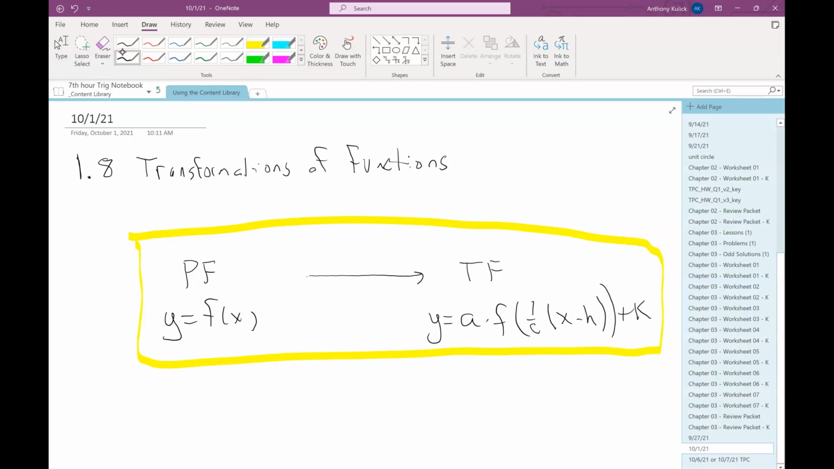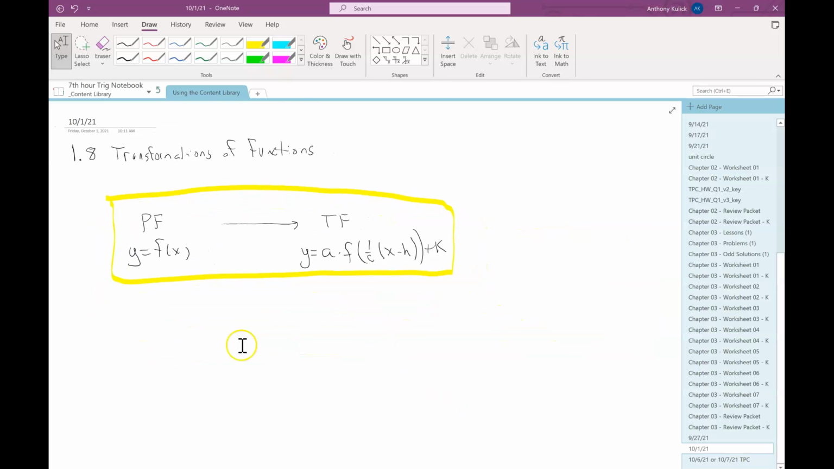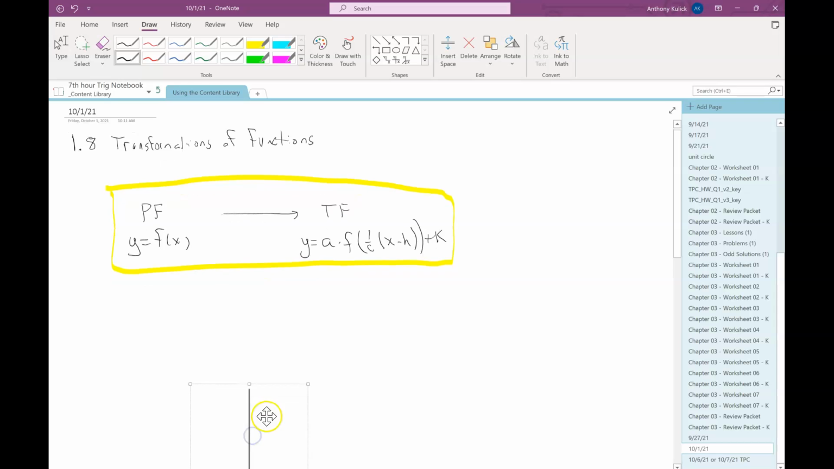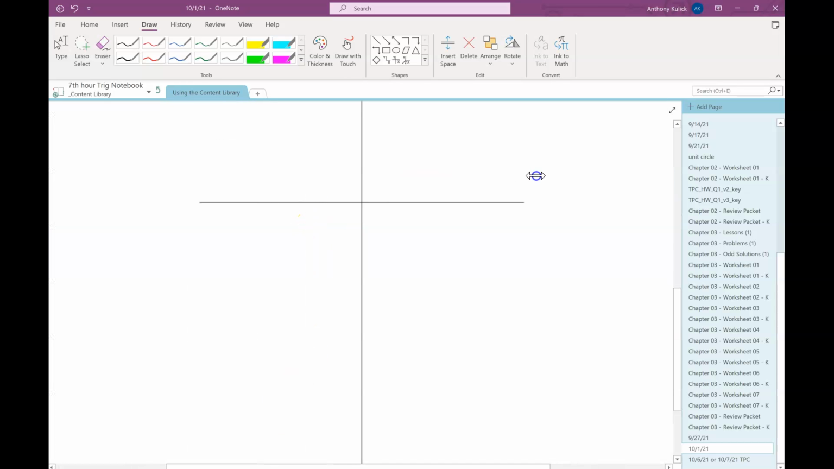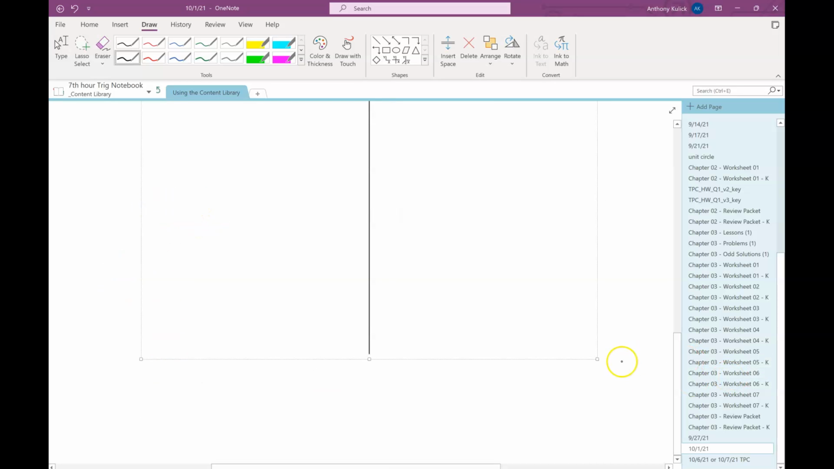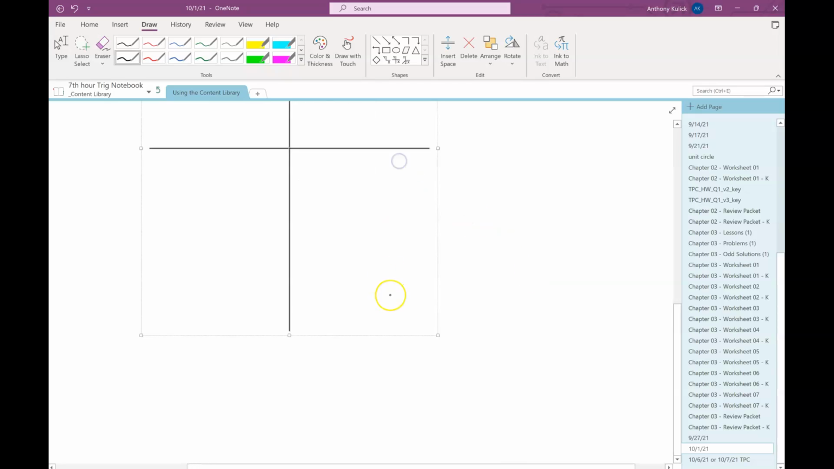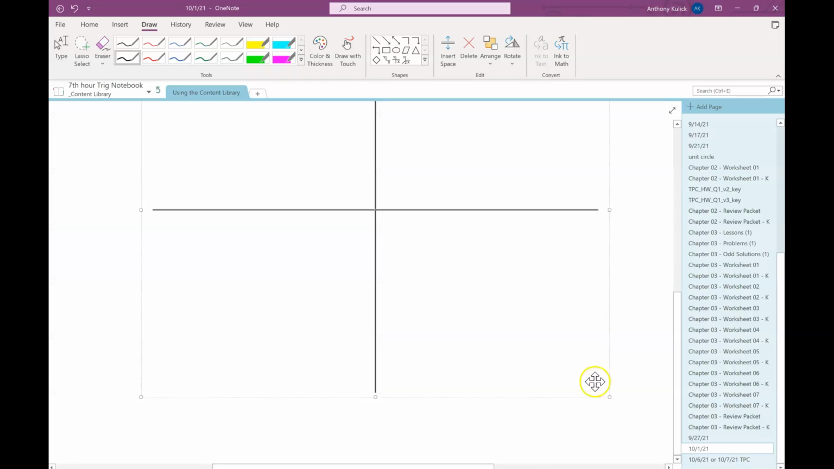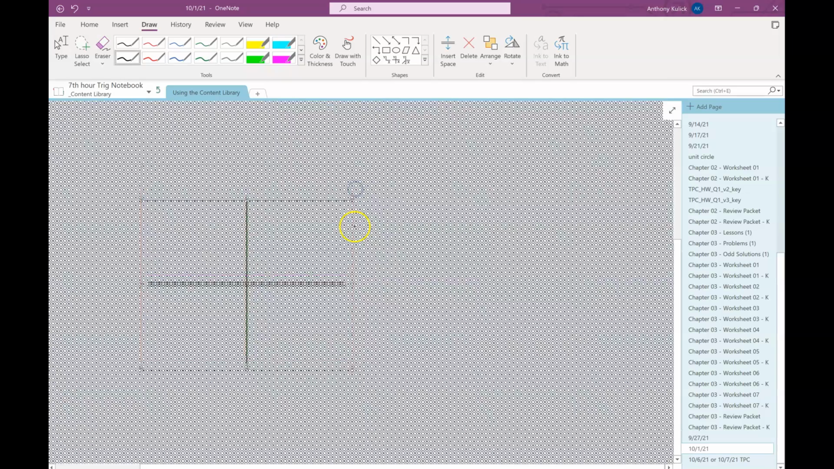So when we talk about transformations, maybe even this is too far ahead. Let's take one step back and remember what we meant by a transformation. In your geometry class, you would have talked about transformations, and in that class you would have talked about 4 types of transformations.